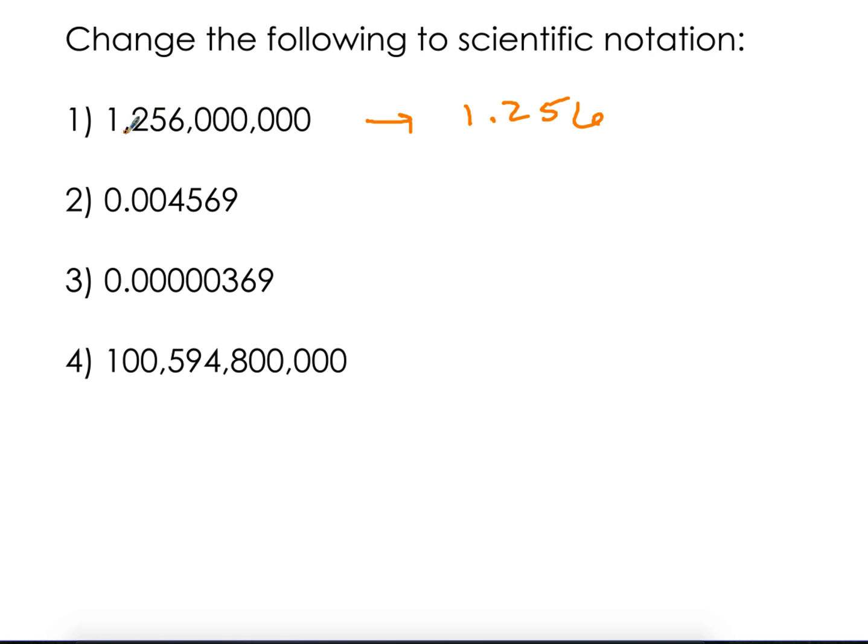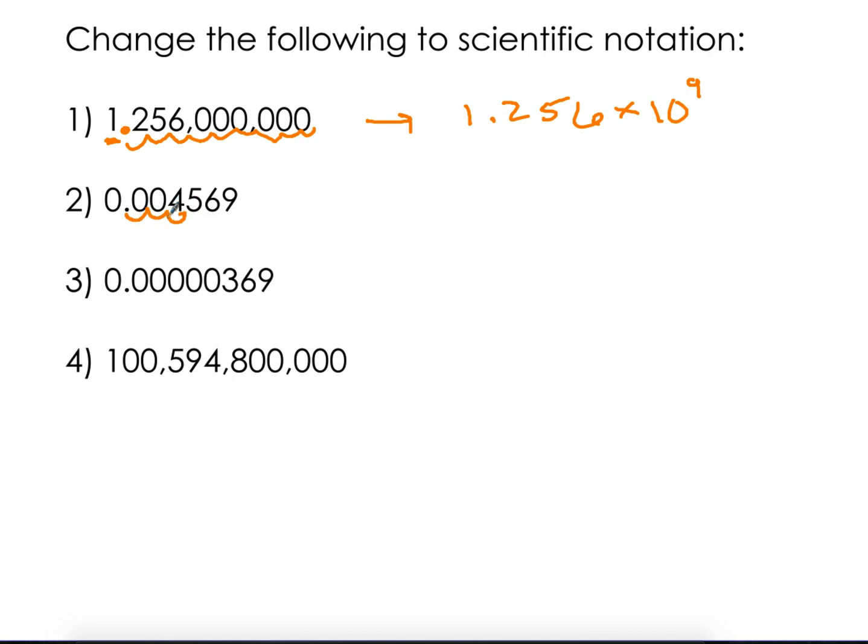So, I know right away my decimal has to go here because this number right here has to be between 1 and 9. I got a 1 there. I moved it over 1, 2, 3, 4, 5, 6, 7, 8, 9. So that's going to be 10 to the 9th because it's a really large number, which means I'm going to have a positive exponent.